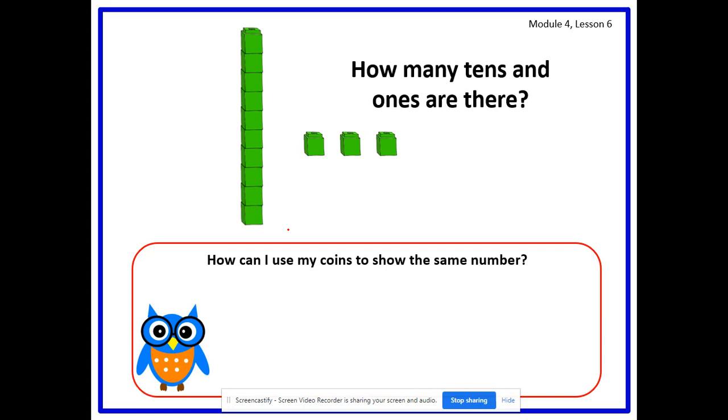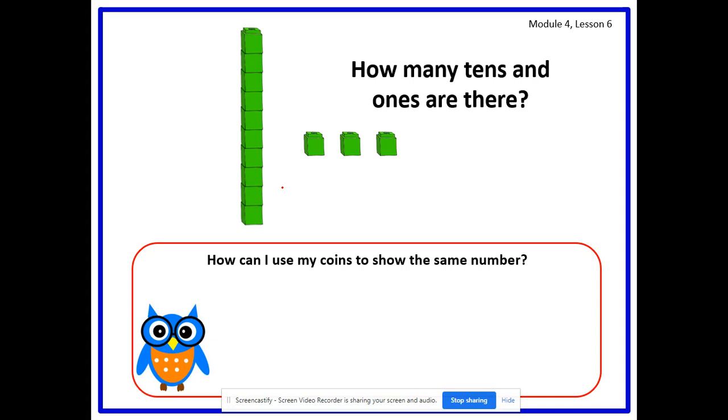So let's look at the picture. We're still listening. Your pencils or your markers are parked. How many tens and ones are there? Get ready. Yes. 1 10 and 3 ones. Make sure to name the unit.